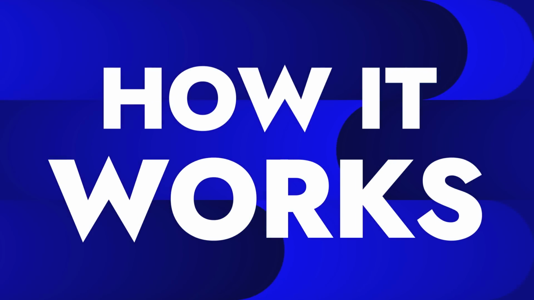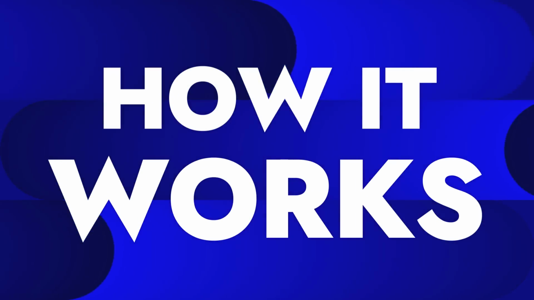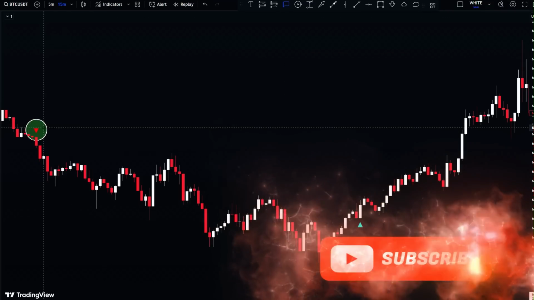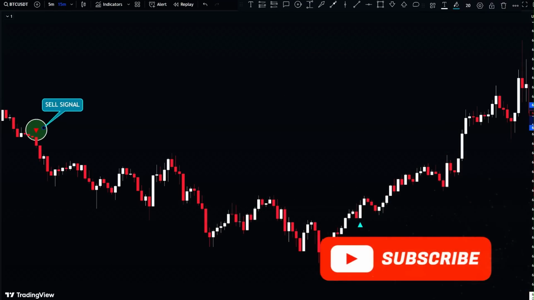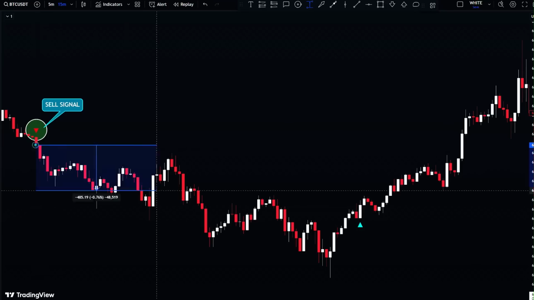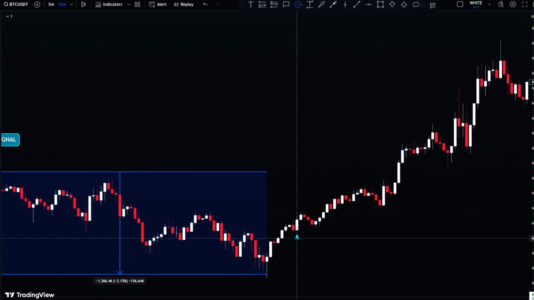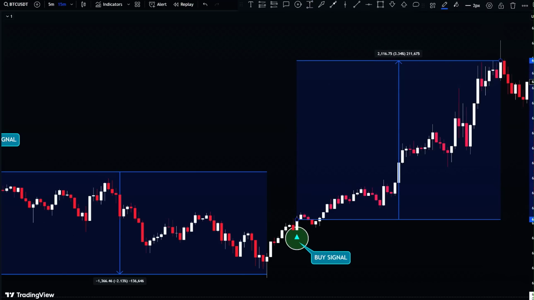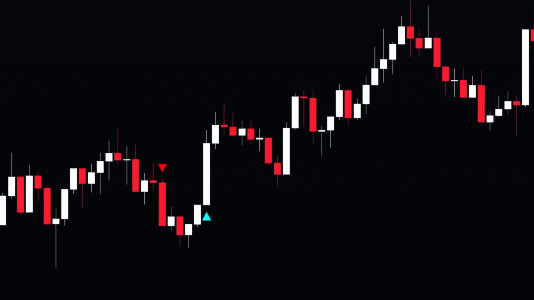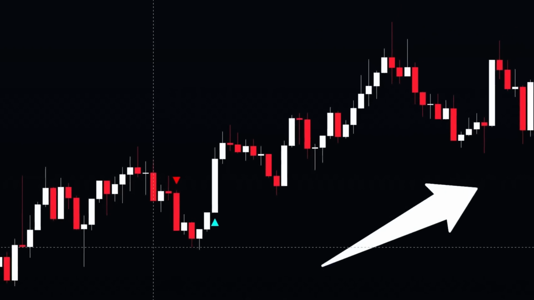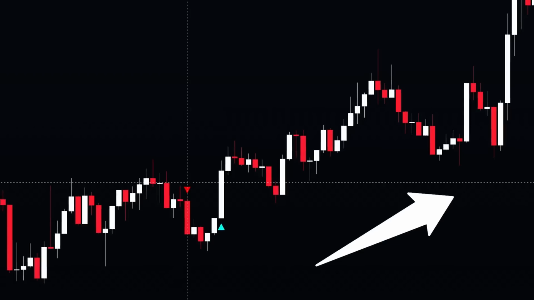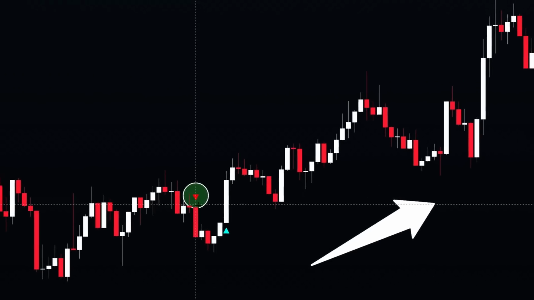Okay, let's break down what these red and green arrows mean. The red arrows pointing above the candles are short signals, telling you to sell. The green arrows pointing below the candles are long signals, telling you to buy. But I gotta be honest with you, this indicator, like many others, can sometimes give you signals that go against the overall market trend. It's like trying to swim against the current.